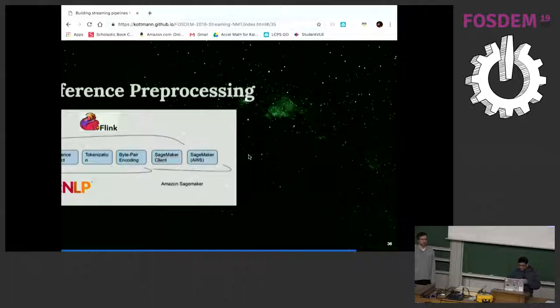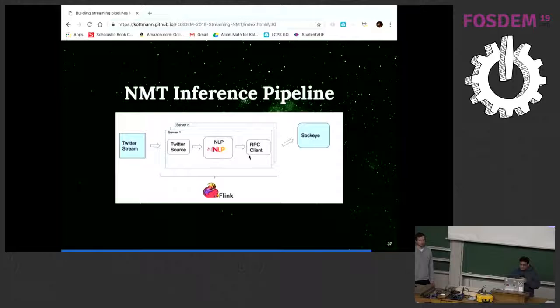So here's the complete pipeline in Flink for this demo. This is how the inference pipeline would look. For this demo, I'll be using Twitter as the input source, and I'm running it through a bunch of OpenNLP for sentence detection for German. And I'm using an RPC client for running the inference.